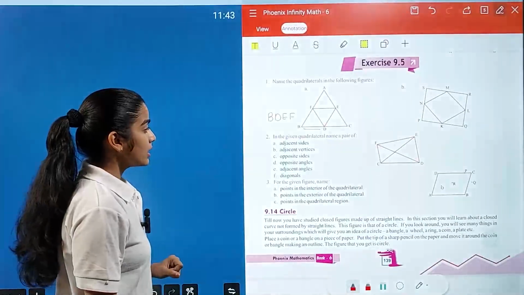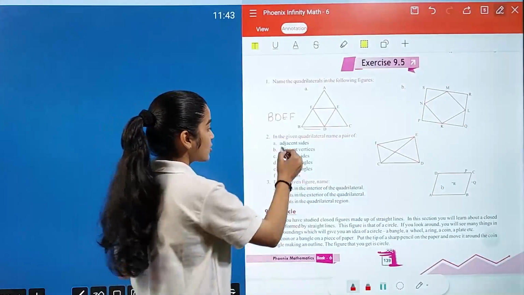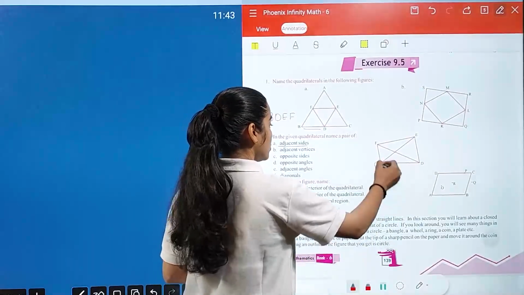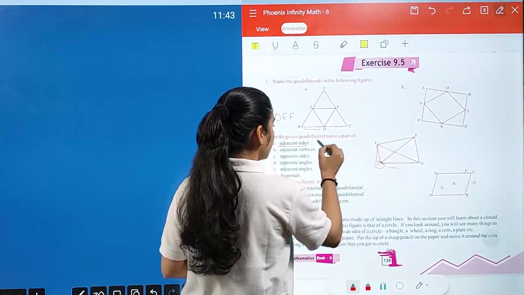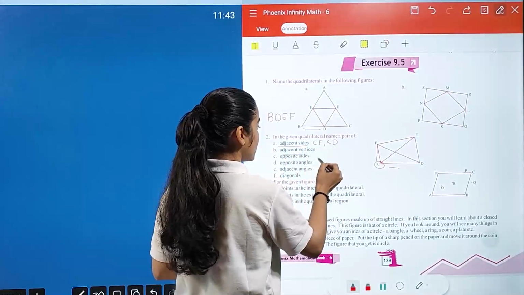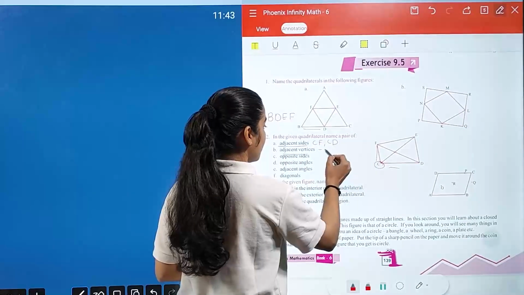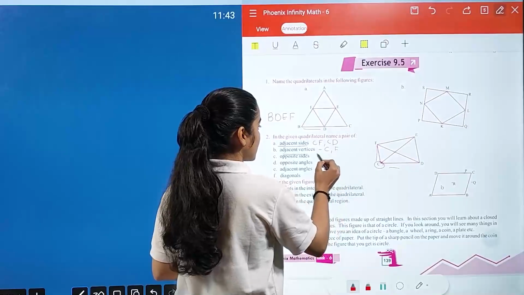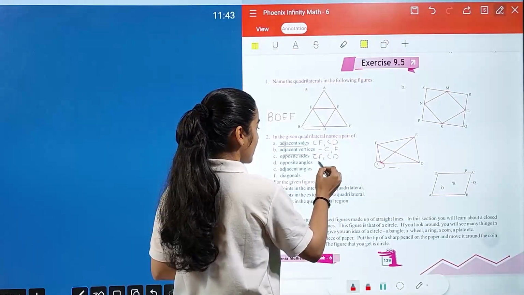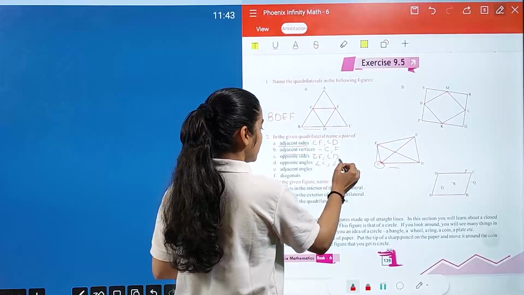In the given quadrilateral, name a pair of adjacent sides. Adjacent sides are those where we have a common vertex. So CF and CD are the adjacent sides. Adjacent vertices. So you have C and F. Opposite sides EF and CD. Opposite angles, angle C and angle E.